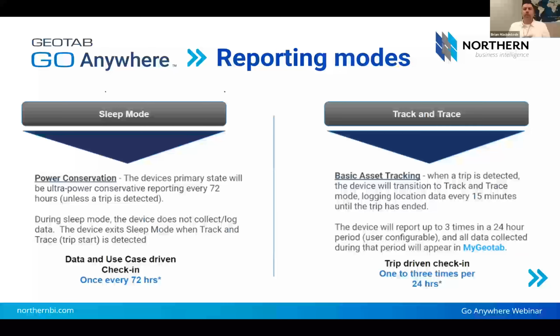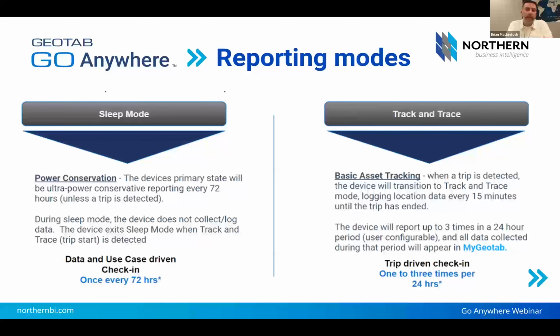So let me take you through one other quick slide before we jump into the demo, because I think this is a really important piece that we uncovered during the pilot and during their testing, which is the different reporting modes with the Go Anywhere. Essentially, the Go Anywhere will report once to 3 times per day, depending on whether or not the Go Anywhere has detected a trip. So you can see if the device is in sleep mode, it will report once every 72 hours. And that's really for battery conservation reasons. So it really will help extend the life of the Go Anywhere.